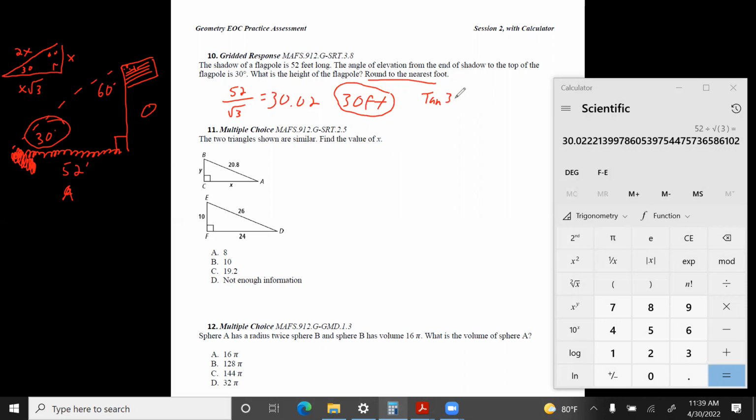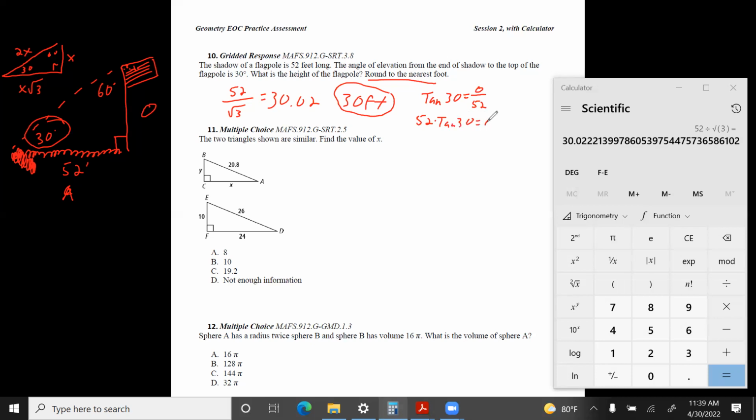So tangent of 30 equals opposite, which we don't know, over adjacent, which is 52. And then we can solve from there. So multiply 52 over to the other side, get it out of the denominator. So we have 52 times tangent of 30.